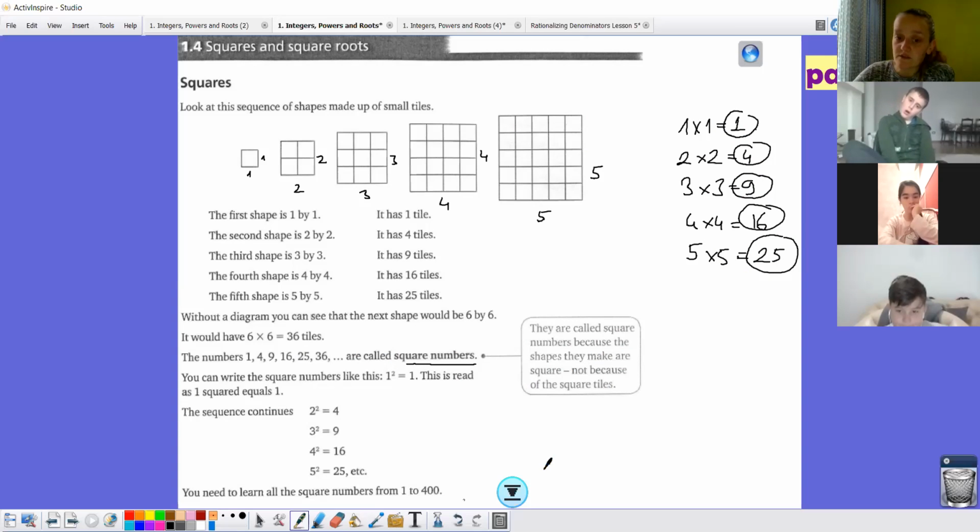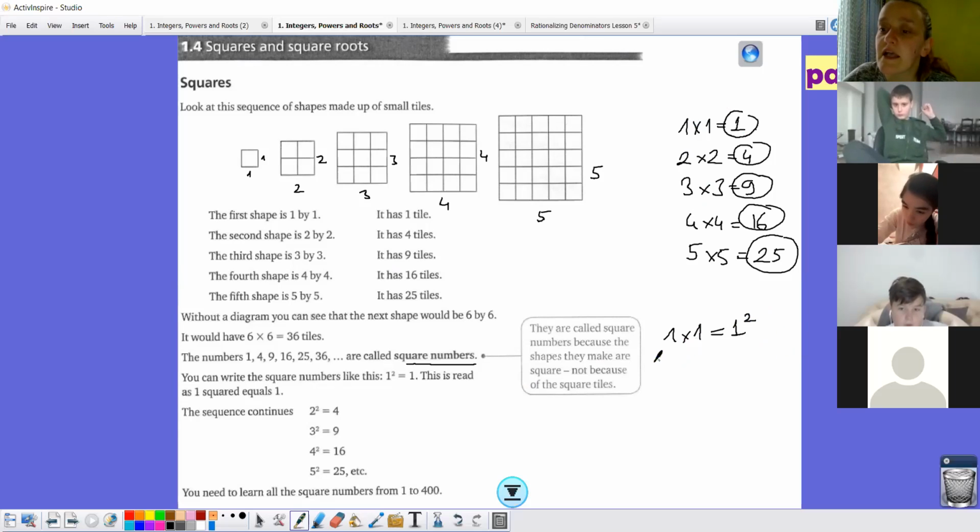And how we can write them? Look, if you have 1 times 1, you can write this one as 1 to the power of 2, or we call this one 1 square, okay? This small number here is called square. If you have 2 times 2, you can write this one as 2 square. 3 times 3.